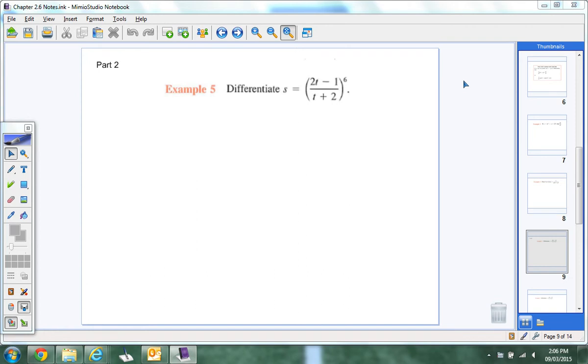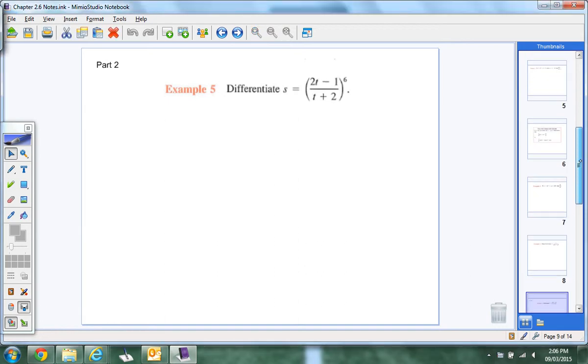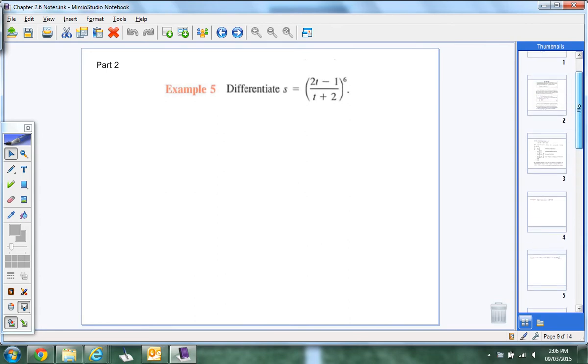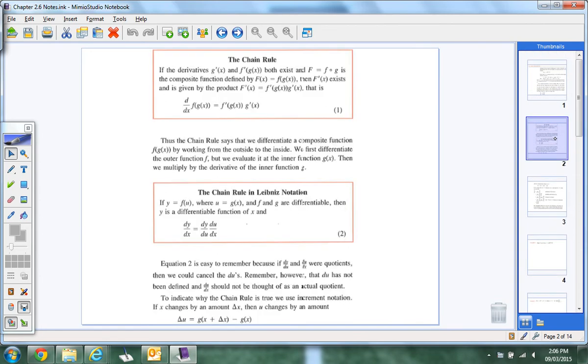Unit 2, this is lesson 2.6, part 2, so the second part of chain rule. With that, we already understand the process: we want to take the derivative of the outside and the derivative of the inside. Let's go back to the definition to refresh. Okay, so right here is the definition.